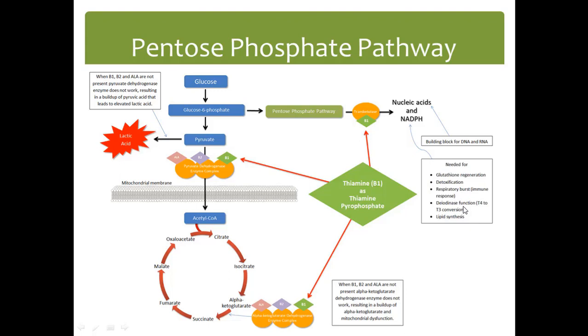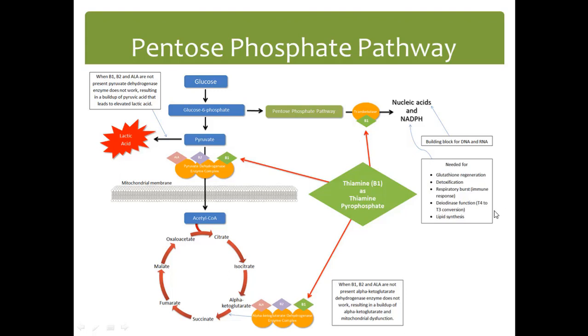And then this is another area that I really want to pause on for a moment, this deiodinase function. Deiodinase is the enzyme that converts inactive thyroid hormone, which is T4, to active thyroid hormone, which is T3. I've got a couple of slides on that briefly.